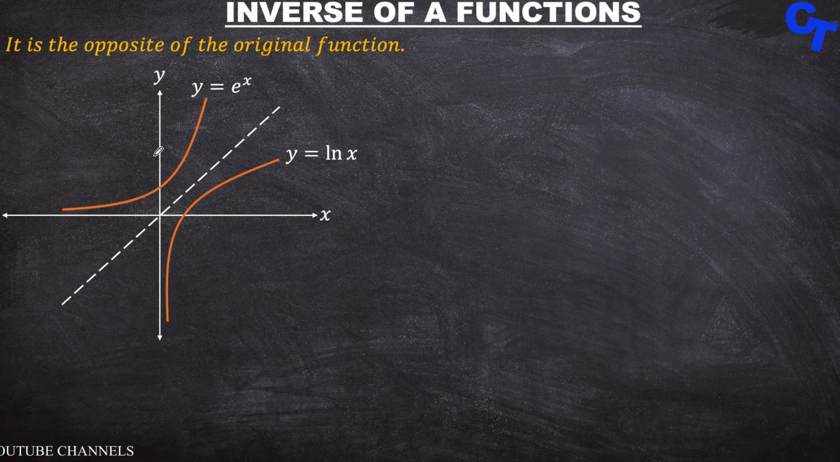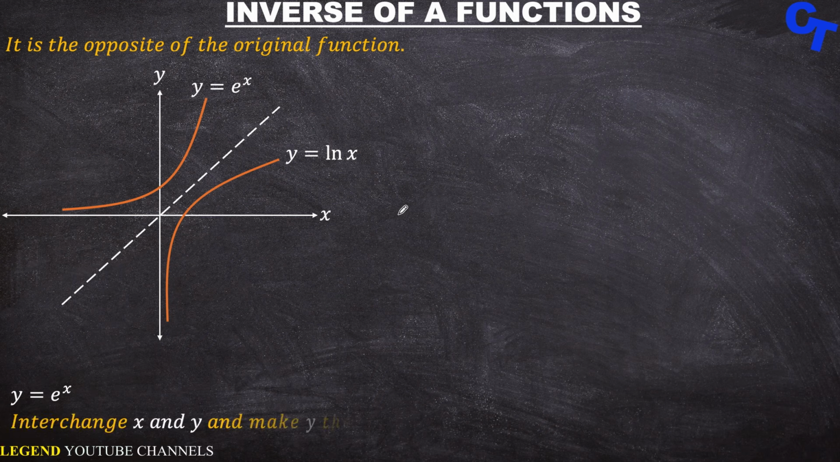Okay, so what is the procedure of finding the inverse? Let's use this one as an example. Let's say we have y equals e to the power x and someone says find me the inverse. What do we do? I want to use a very simple method. What we're going to do is interchange x and y, then make y the subject of the formula, just like that.